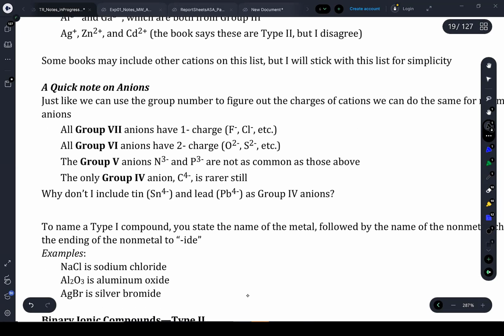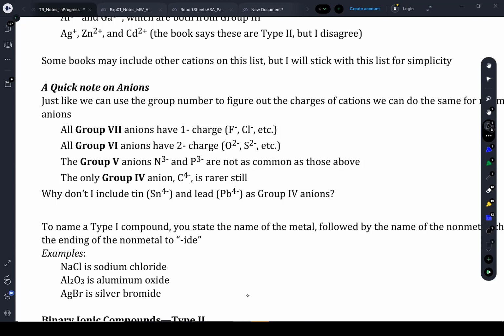Okay. Let's skip to anions. Anions, you can use the group number to figure them out as well. So if you look at the periodic table, all the halogens are going to be 1- whenever they form ions, always. How do you figure that out? It's the group number minus 8. So 7 minus 8 would be -1. Yeah, good. The oxygen group, those group 6, so oxygen, sulfur, selenium, and tellurium, those are always going to be -2 as ions.